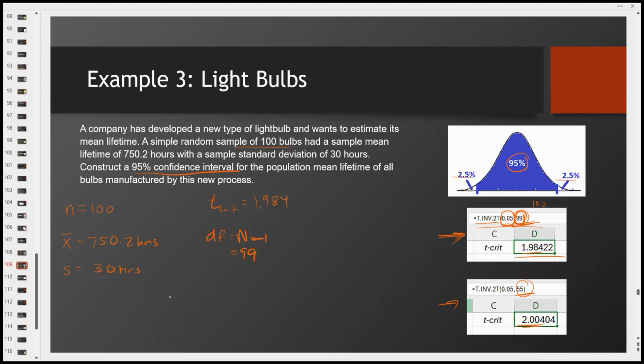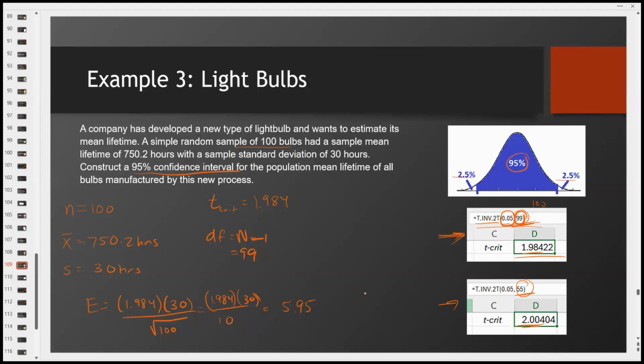To find the margin of error, it is 1.984, the critical t-value, times the standard deviation divided by the square root of the sample size. The square root of 100 is 10. That's a lot easier to do. 1.984 times 30 divided by 10 is just 1.984 times 3, which is 5.95 for the margin of error.